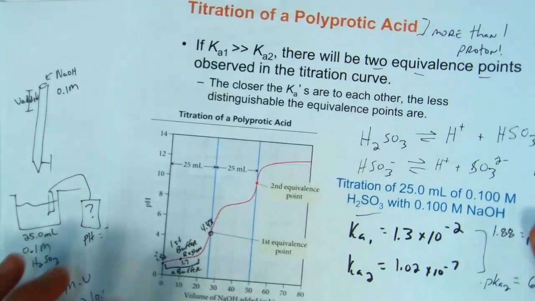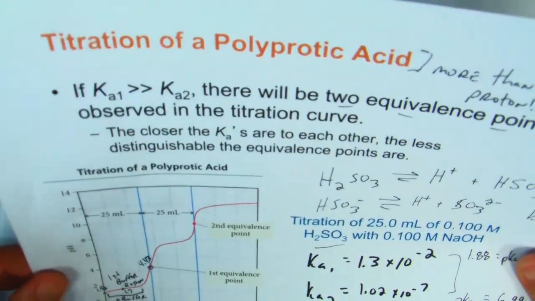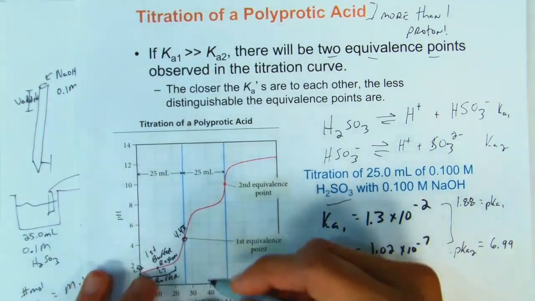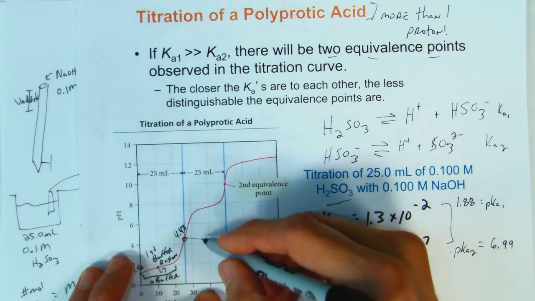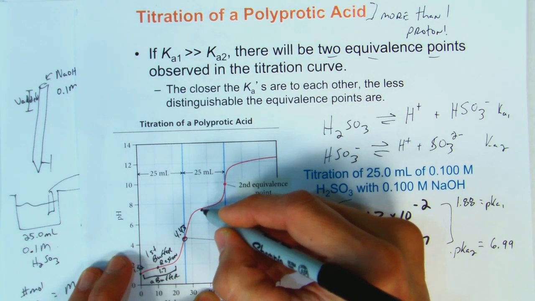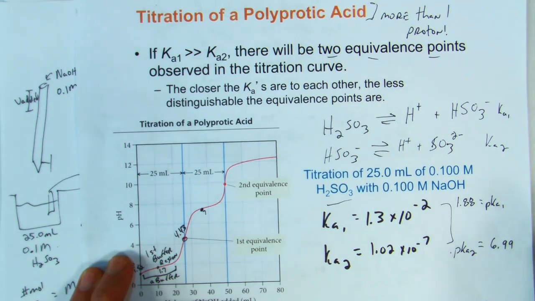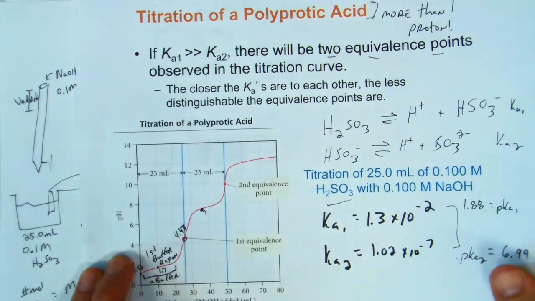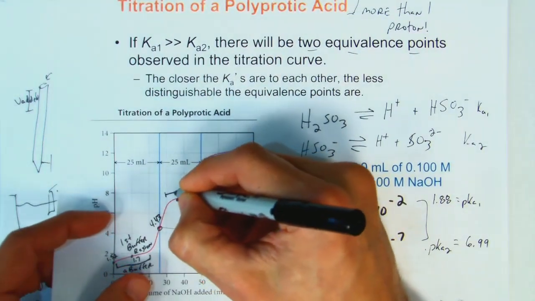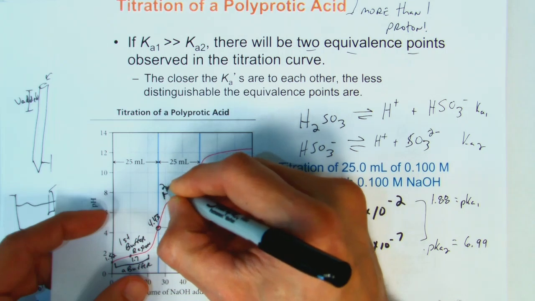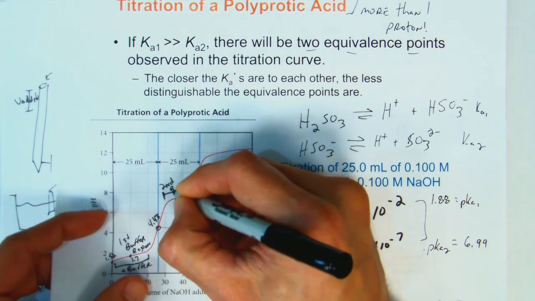So right here, I'm at 37.5 milliliters, and the pH of my solution is right around 7. Okay. This area then, in through here, is called my second buffer region.